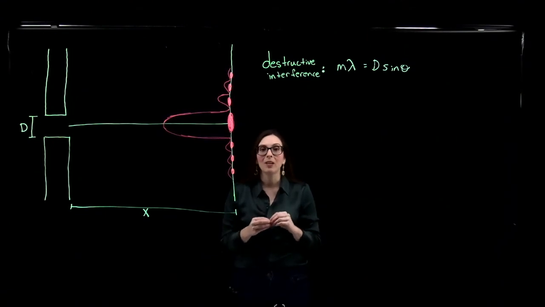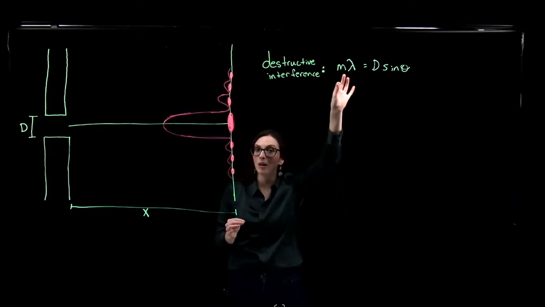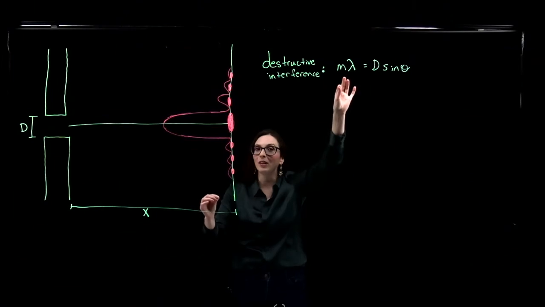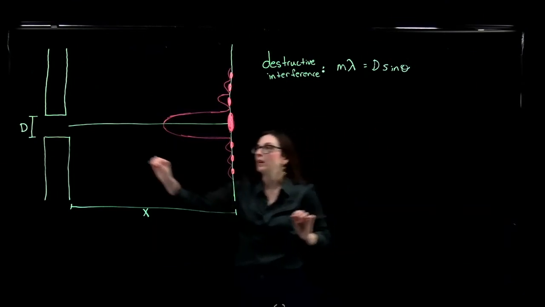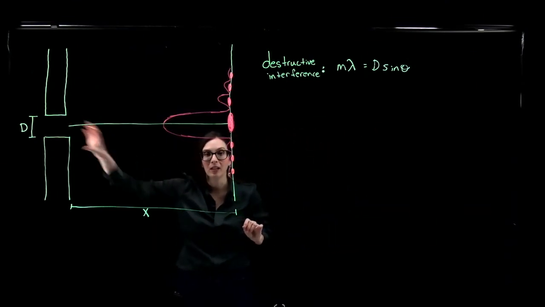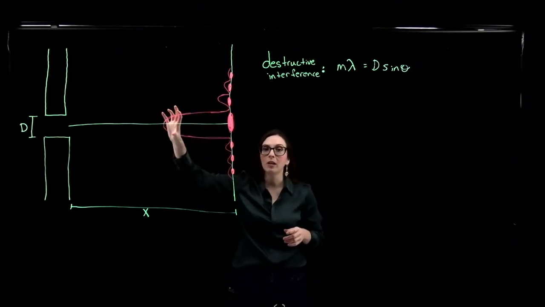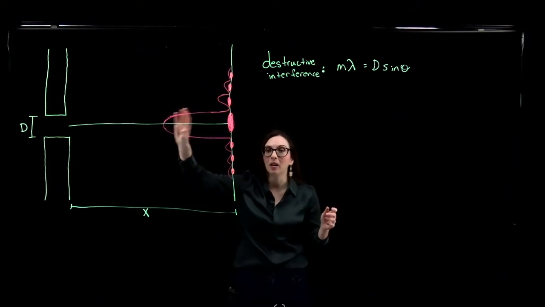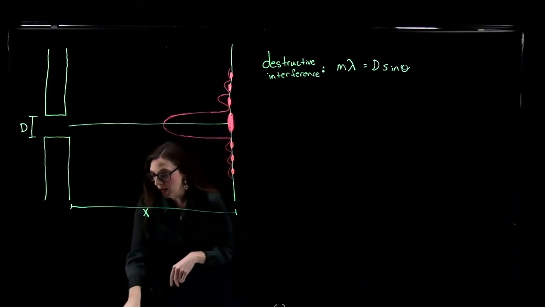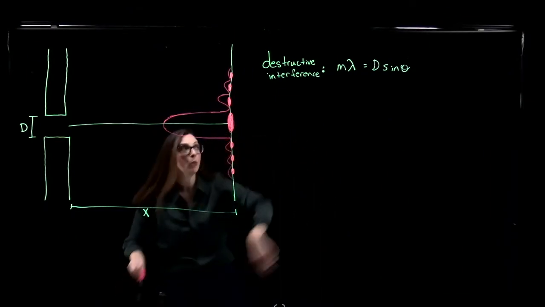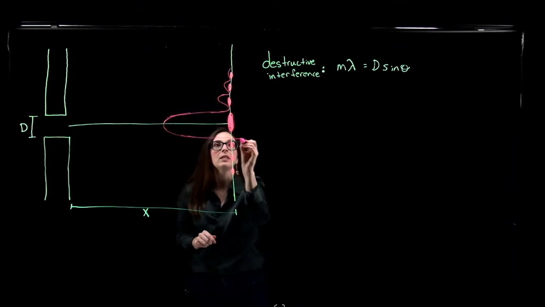And those dark spots in between the bright points are given by this equation. It looks pretty similar to our double slit constructive interference: m lambda equals capital D sine theta, where this time capital D is the width of our single slit. And so our central bright point is much broader, much more intense, and broader than our other bright points on either side. And this time we're going to pay attention to what m is in this equation for the single slit: the dark points, the destructive interference.